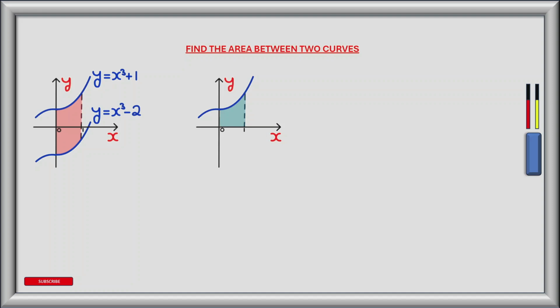So for y equals x cubed plus 1, the area between the limits of x equals 0 and x equals 1 and under the curve is shown by the blue shaded region. And for y equals x cubed minus 2, the area between x equals 0 and x equals 1 and under the curve is shown by the green shaded region. If we now subtract the green shaded region from the blue shaded region, we find the area between the curves shown in red.